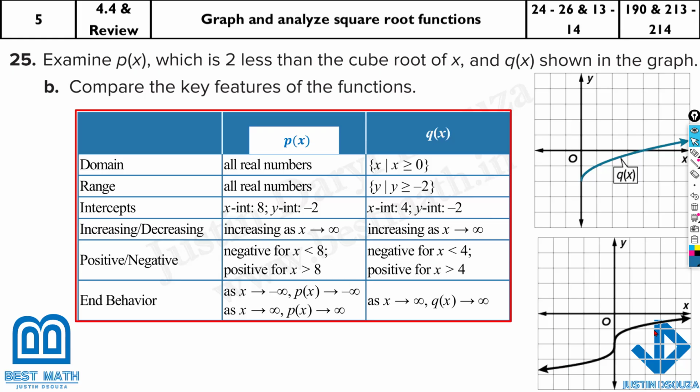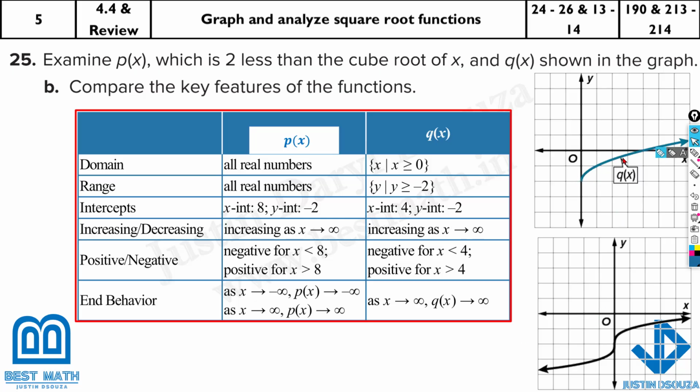Now this is increasing. Cubic is increasing. Even this one is increasing towards infinity. Now where is it negative and where is it positive? Here you can see until it touches the x-axis, that is, until the x-intercept at 8, it is all below the x-axis. So it is negative for x less than 8, because at 8 it touches the x-axis. Then it goes up, so it is positive for x greater than 8. That is for the cubic only.